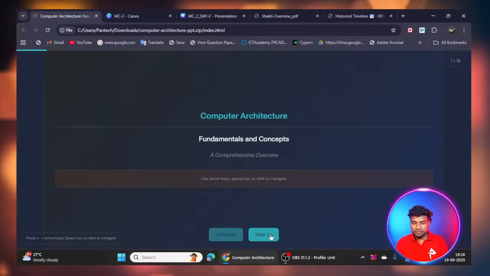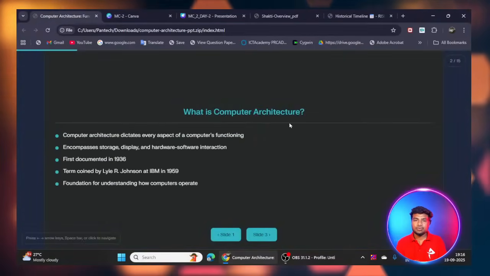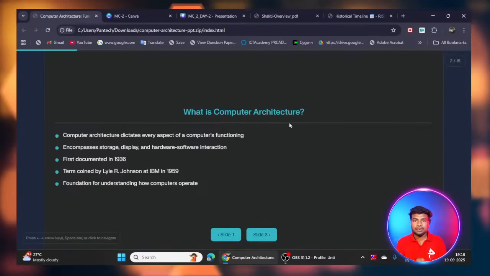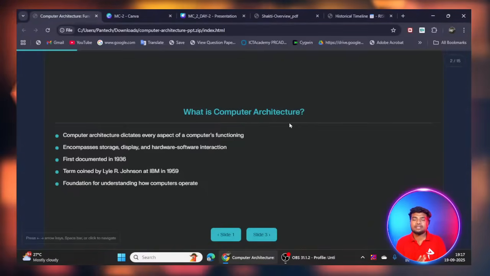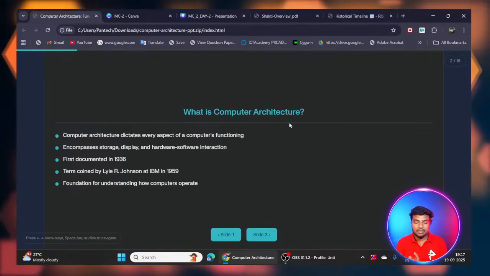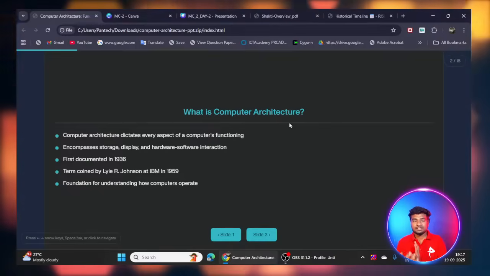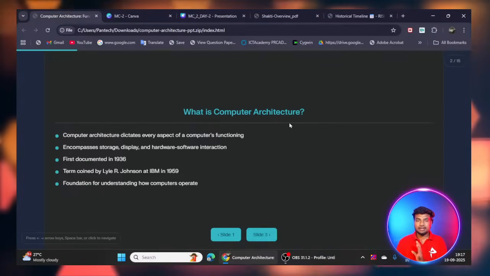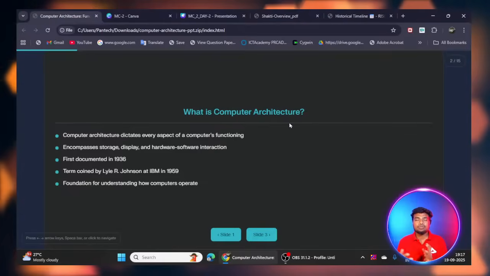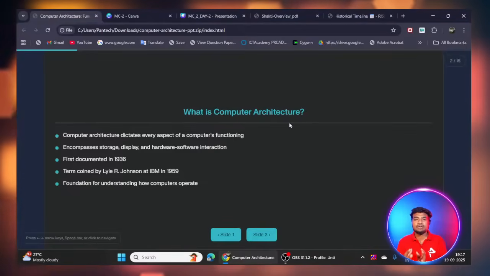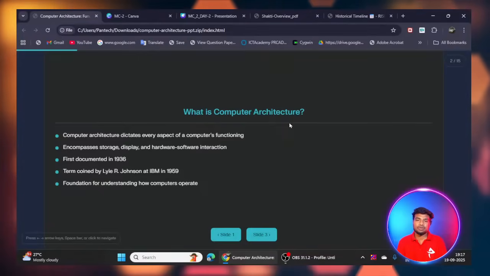First of all, what is computer architecture? As already said, it will do some control operation, arithmetic operation, and memory operation. These are the basics of computer architecture. Computer architecture dictates every aspect of computer functioning. Functioning means it will get the input from the user and do something based on our instruction. It will execute, and then it will give output. This is the working of a computer.